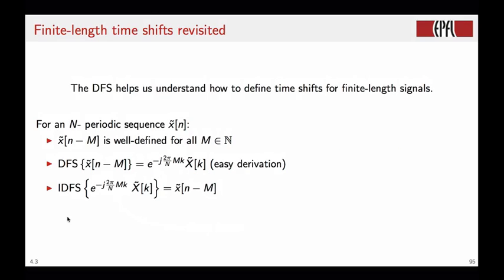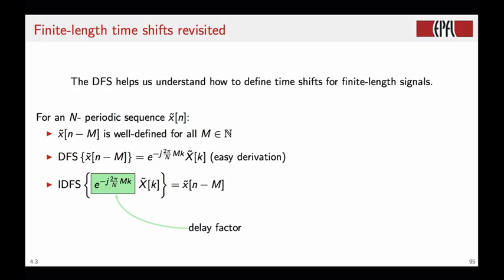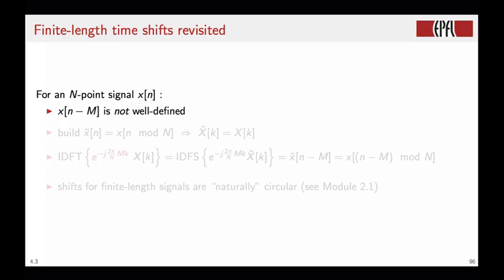Similarly, it's very easy to verify that the inverse discrete Fourier series of a vector of DFS coefficients multiplied by a phase delay factor is simply the periodic sequence delayed by M. So this term, e to the minus j 2 pi over N Mk, is a delay factor in the frequency domain. So what happens for finite length signals?